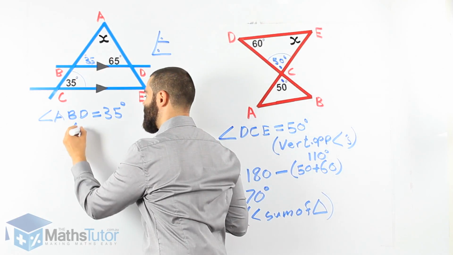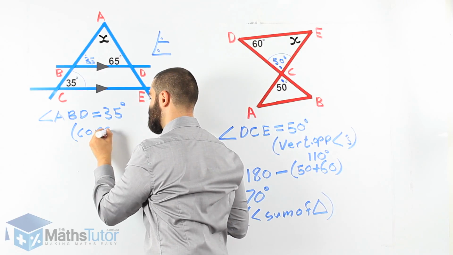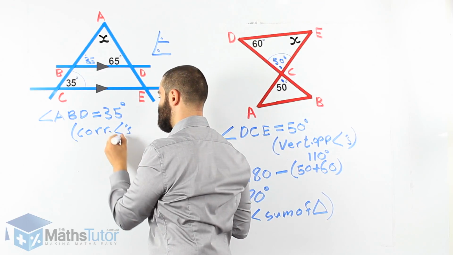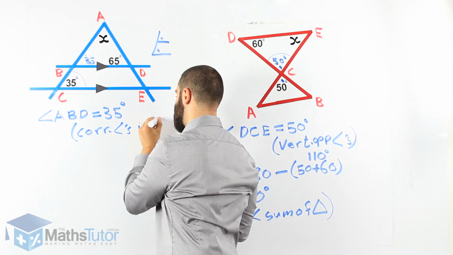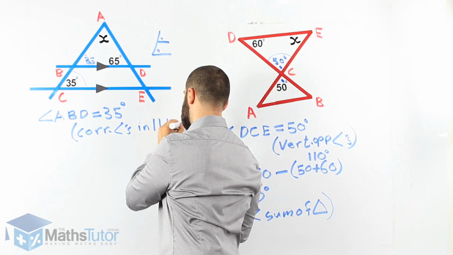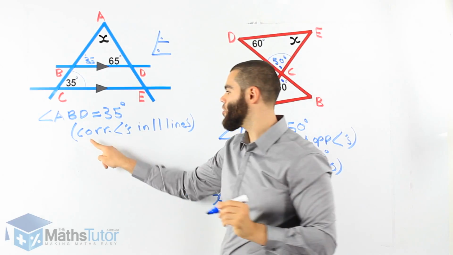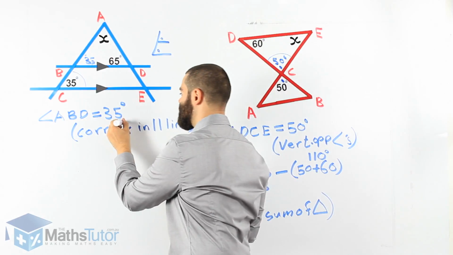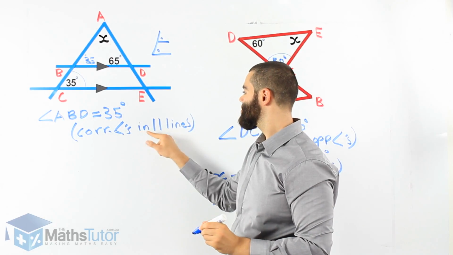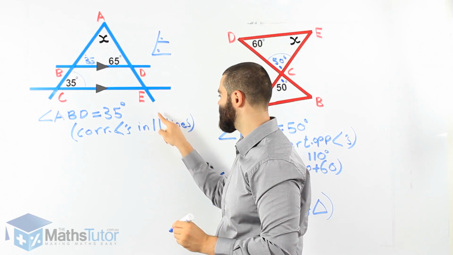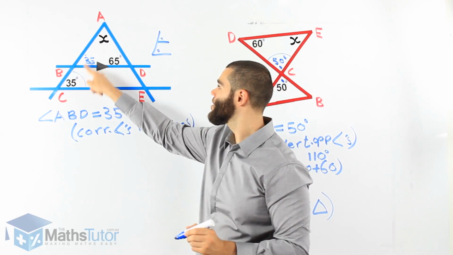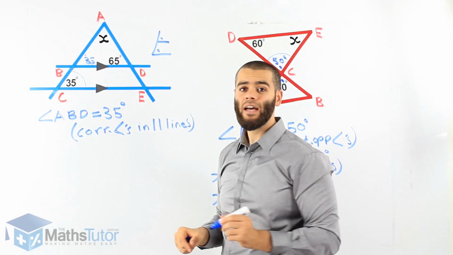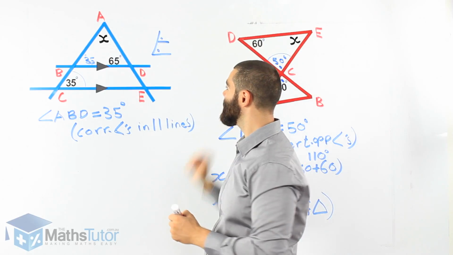What do we write? We have to write our reason. Corresponding angles in parallel lines. So this is short form, corresponding angles. That's the angle sign. Angles in parallel lines. That's a parallel sign. We just found angle ABD. Now, simple, we're going to use the same rule over there.